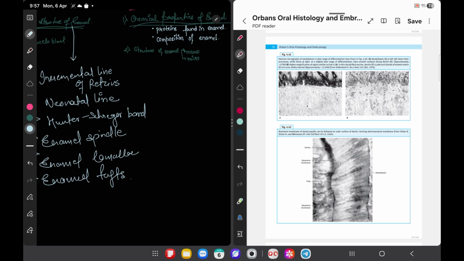And they can ask what is the difference between enamel lamellae, enamel tufts, and enamel spindles. You have to write about it with your diagram. What is non-enamel? So all are short answer type questions. Cover all these questions for your exam from your books, and you will be good for the examinations.